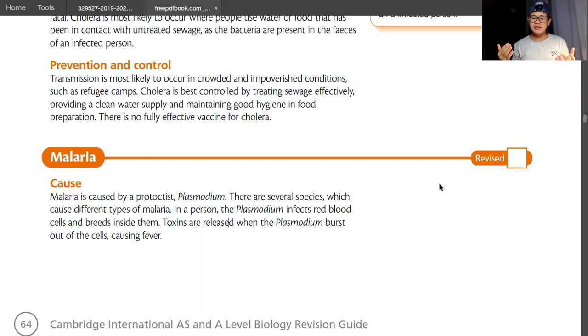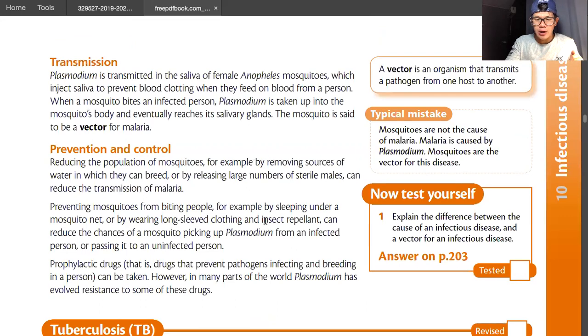Okay, so as a result, you will feel quite weak, and you will feel feverish as well, because of the toxins that are being released by the Plasmodium as the cells burst. Okay, so that's the mode of action for malaria.